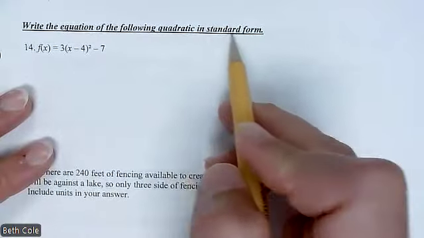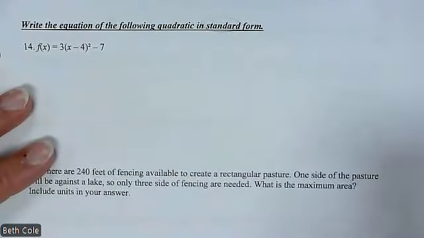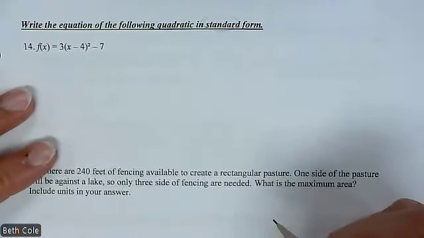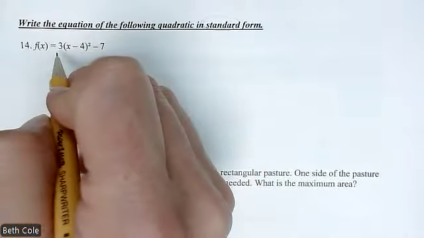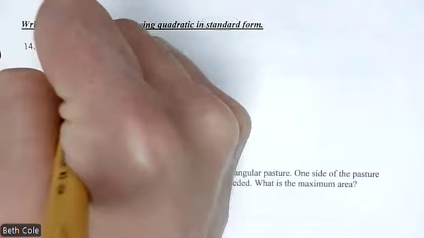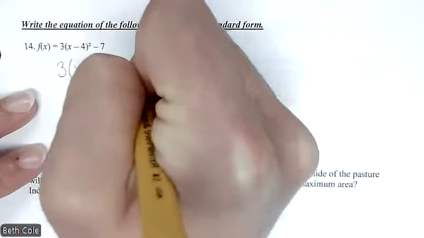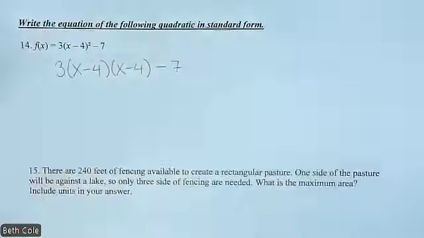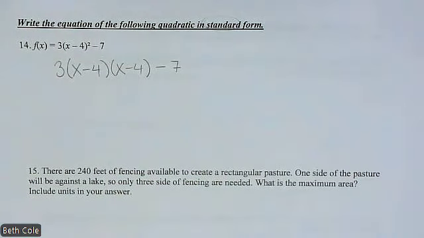This one says write in standard form. That is like the very first question on your quiz, the one that you guys all did really well on. It's tedious, but if you know your times tables, you're going to be fine. You're going to keep that 3. You're going to write the x minus 4 twice because it's a twin squared. And then just keep going. You just got to multiply it all together.